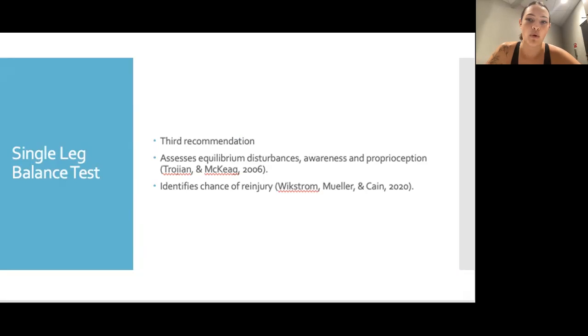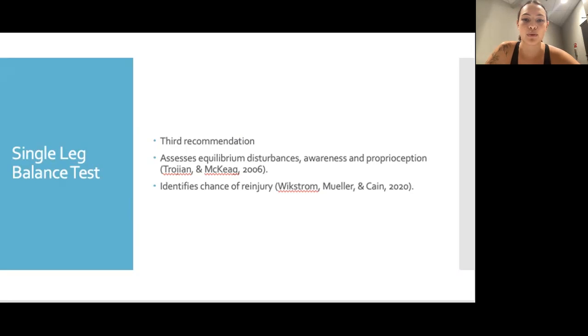Static balance is important after a lateral ankle sprain injury, and has been highlighted as an important measure of the athlete's readiness to return to sport, as a lack of balance is related to a high risk of re-injury. The athlete should not experience any pain or discomfort when performing this test.